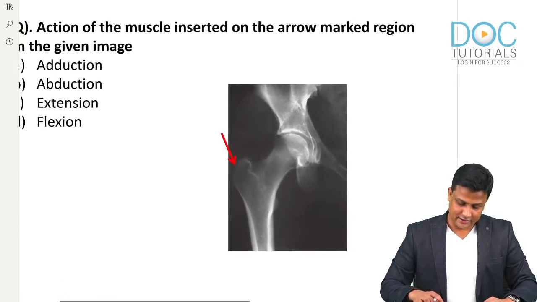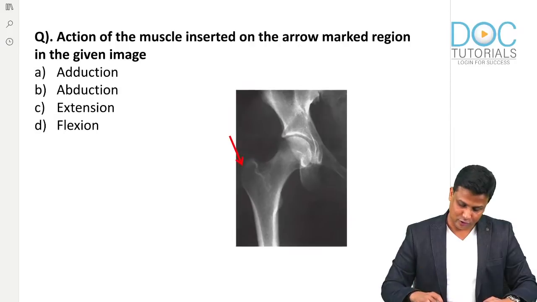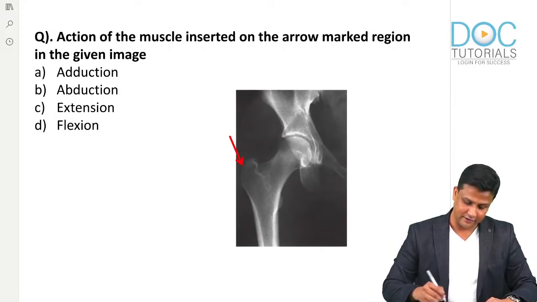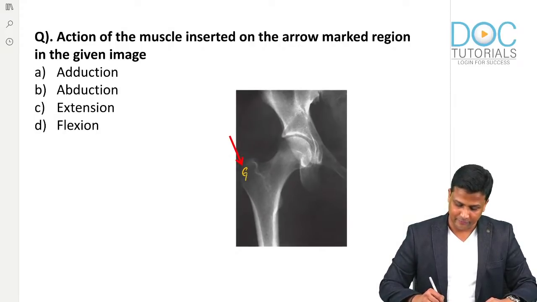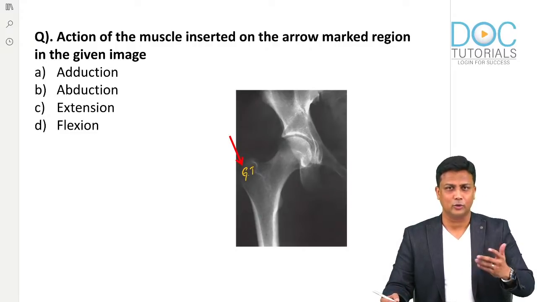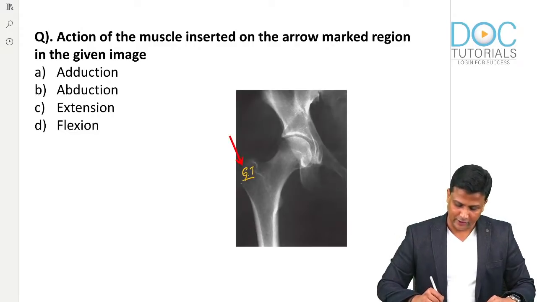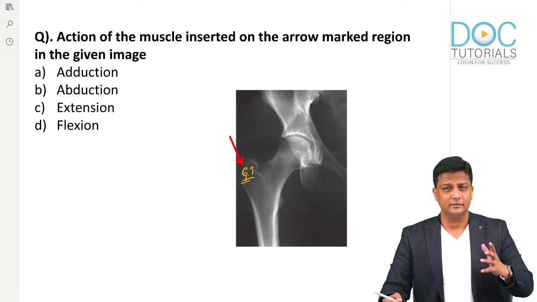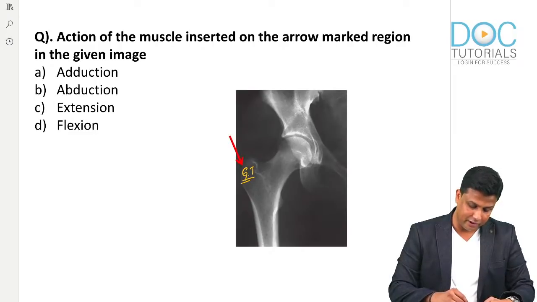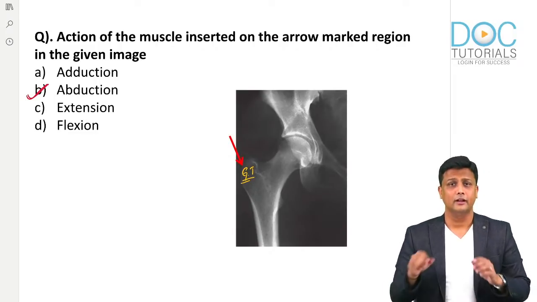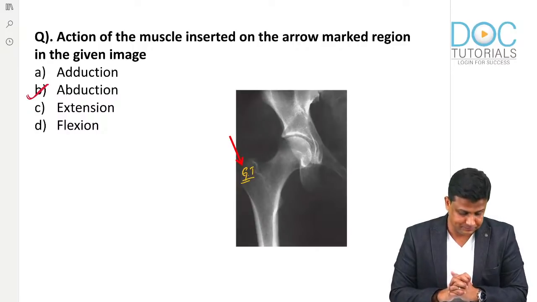Action of the muscle inserted onto the arrow marked region. The arrow marked region, you can clearly see, is nothing but the greater trochanter. And what is the muscle inserting onto the greater trochanter? The medius and minimus, on the anterior and posterior surfaces, as I told you. On the greater trochanter, you'll have medius and minimus, and they actually help in abduction at the hip joint. Keep that in mind, sir. Abduction at the hip joint.